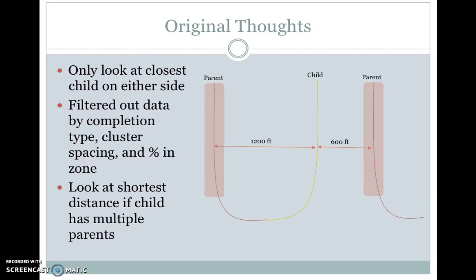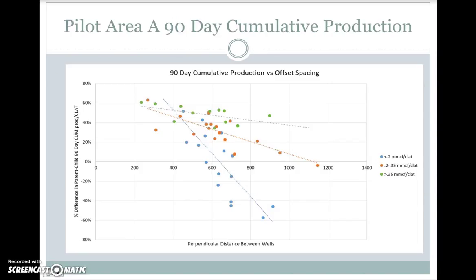parents. This is done because as the pressure is drawn down in the reservoir, the parent well that is closer to the child is going to have a greater effect on the child well's overall production, so we only took this parent-child relationship to be statistically relevant.